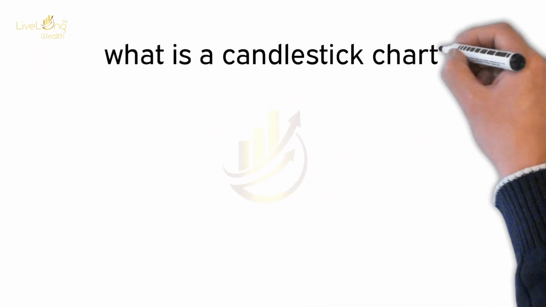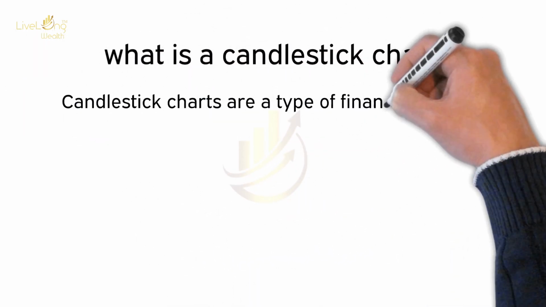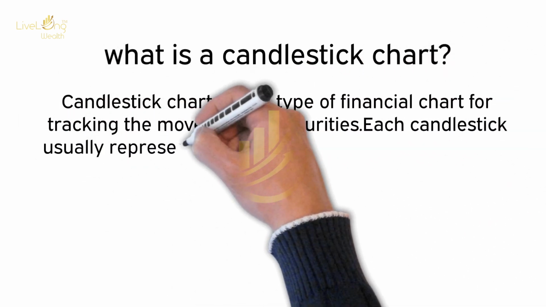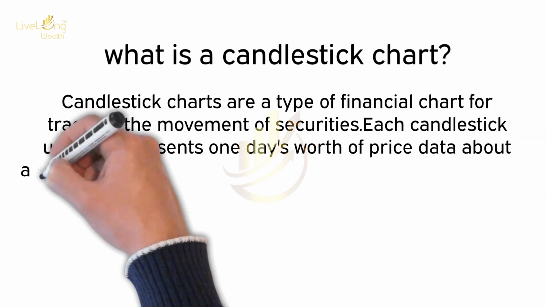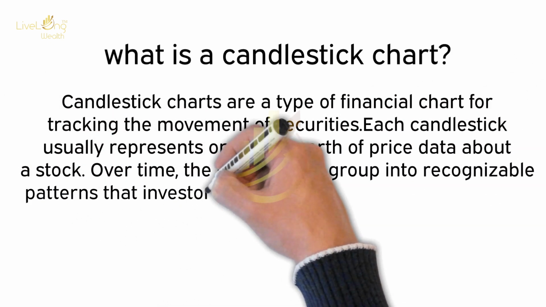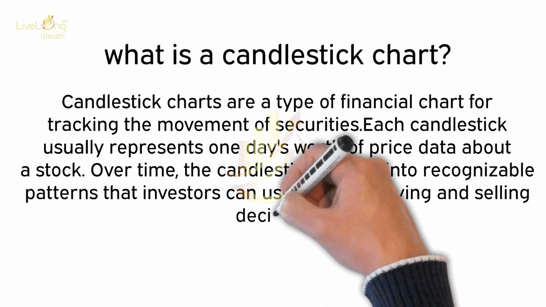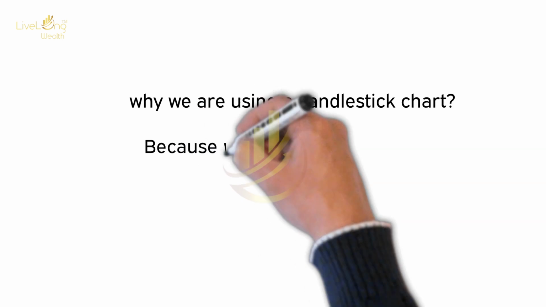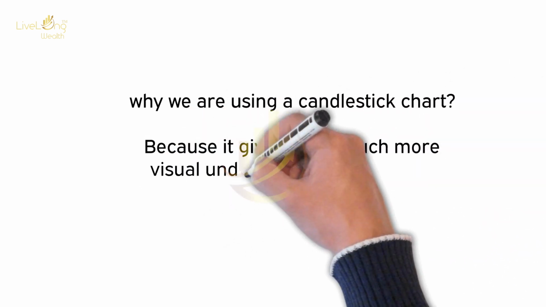What is a candlestick chart? Candlestick charts are a type of financial chart for tracking the movement of securities. Each candlestick usually represents one day's worth of price data about a stock. Over time, the candlesticks group into recognizable patterns that investors can use to make buying and selling decisions. Why are we using a candlestick chart? Because it gives you a much more visual understanding of the price movement.